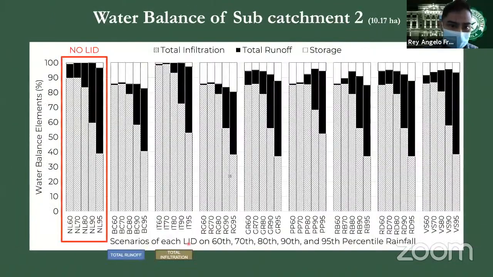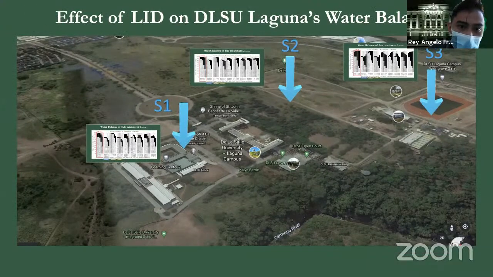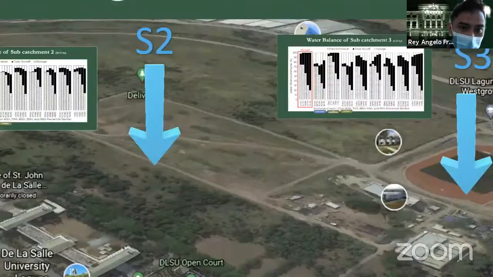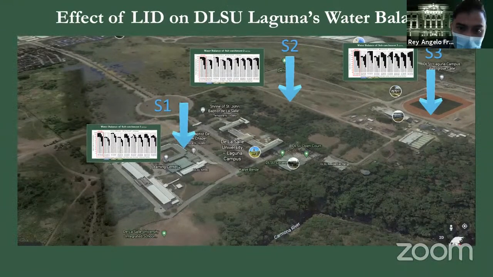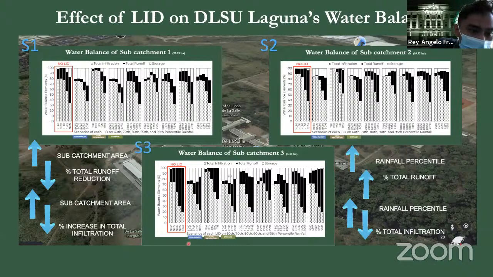Same trend for subcatchment 3. And to summarize this, next slide. As we increase the subcatchment area, we decrease the percent total runoff reduction and decrease the percent increase in total infiltration. As we increase the rainfall percentile, we increase the percent of total runoff and decrease the total infiltration.